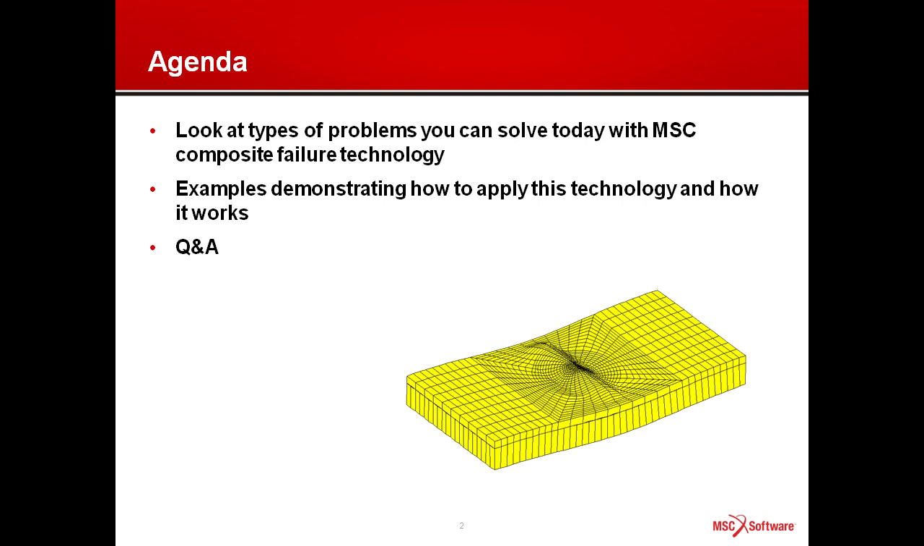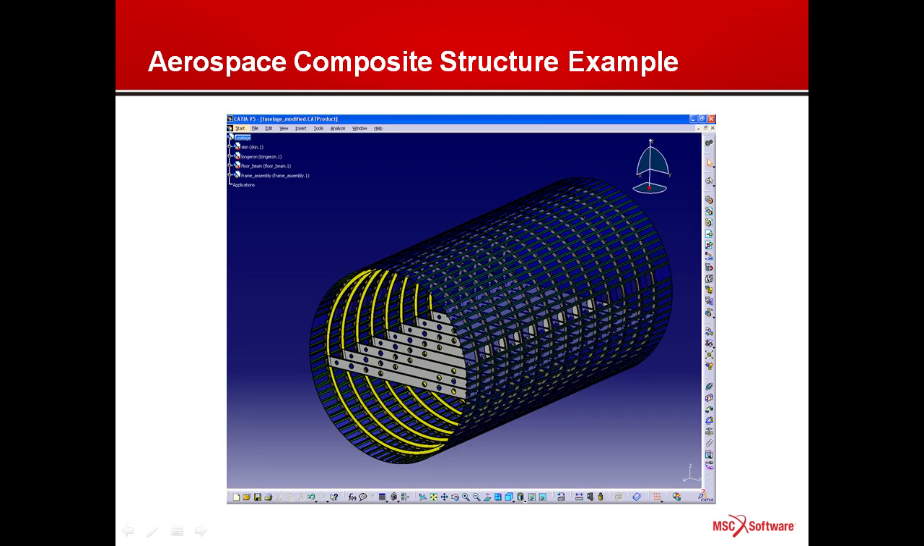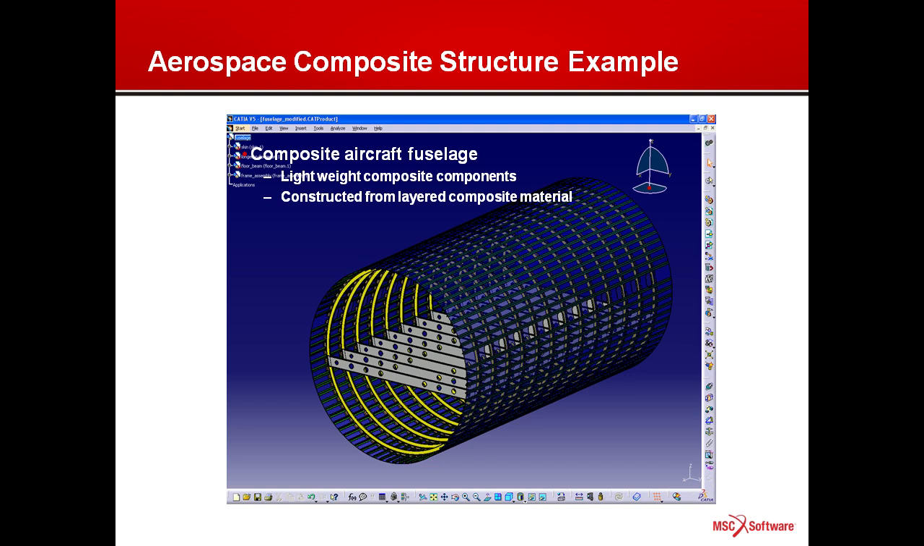Let's start out by looking at an example of an aerospace composite structure. I know this audience works on a wide range of flight vehicles, including aircraft structures, helicopters, spacecraft, missiles, and so on. But let's just pick one familiar example, an aircraft composite fuselage. Shown here is a CAD model of an aircraft composite fuselage. It demonstrates a few important features. It contains lightweight composite components, and these components are constructed from layered composite material, and they're bonded or fastened together.